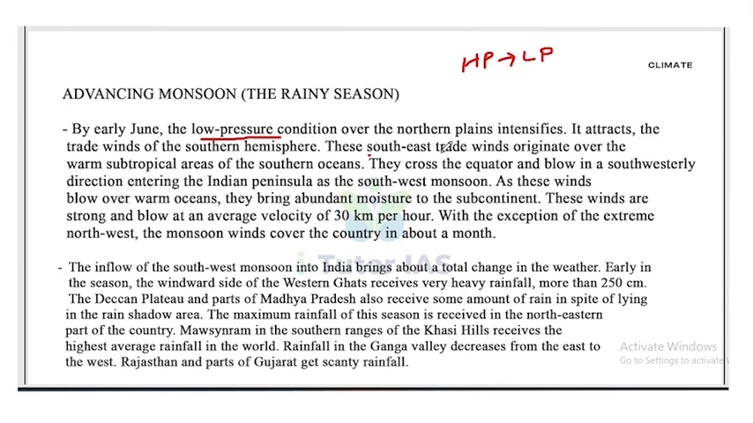These southeast trade winds originate over the warm subtropical areas of the southern oceans. They cross the equator and blow in a southwesterly direction, entering the Indian peninsula as the southwest monsoon.